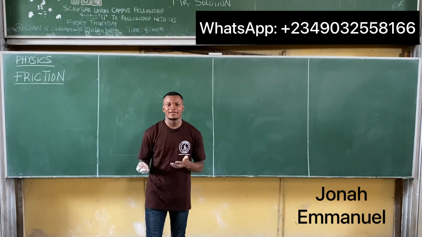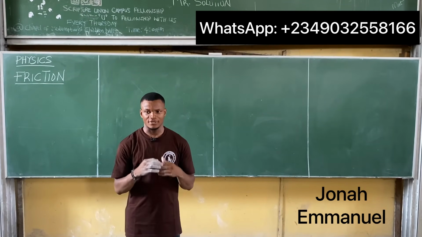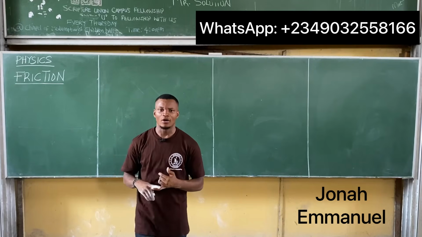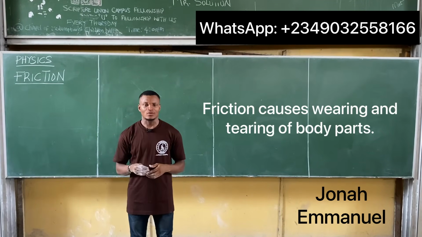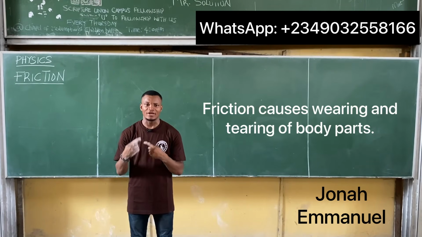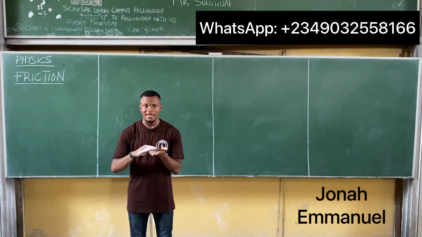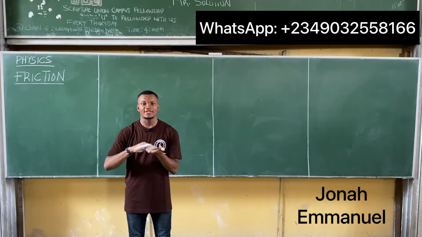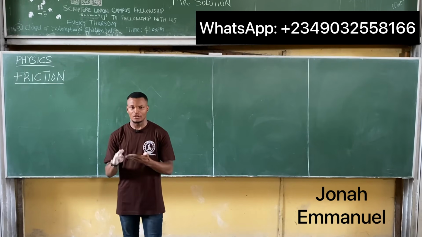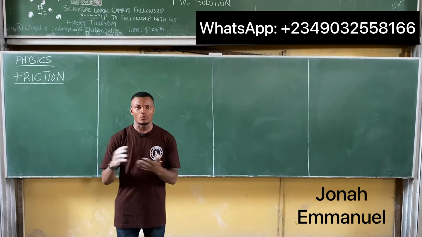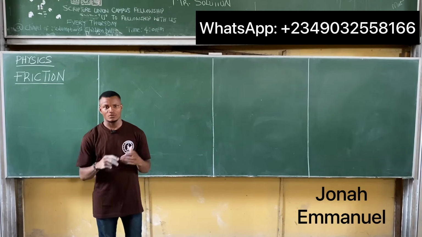So aside from these advantages, what disadvantages does friction possess? Number one, friction causes wearing and tearing. And this is why you have to change your car tire regularly. It becomes slimmer, in quotes, as you use it. Why? Because the surfaces of objects wear off due to friction. When they rub against each other, they wear off. So the first disadvantage is that friction causes wearing and tearing.